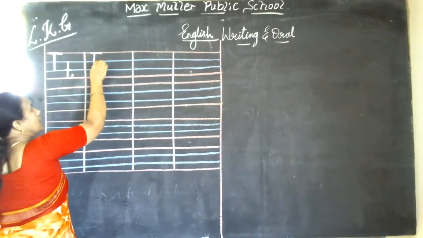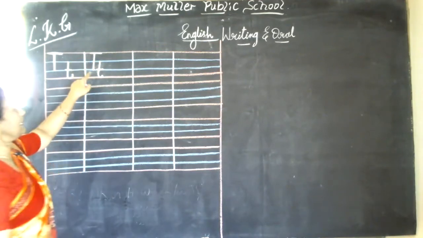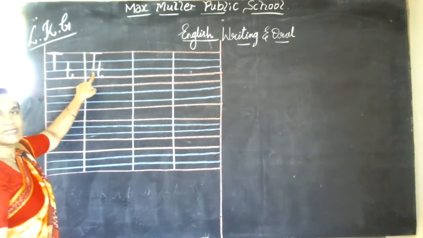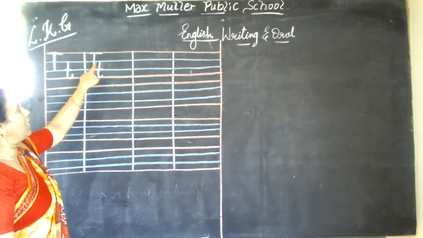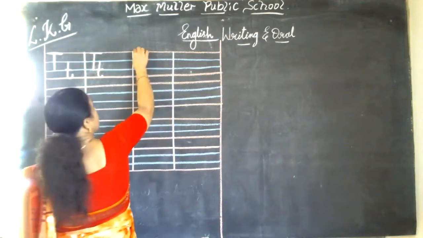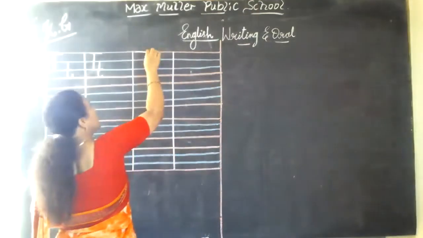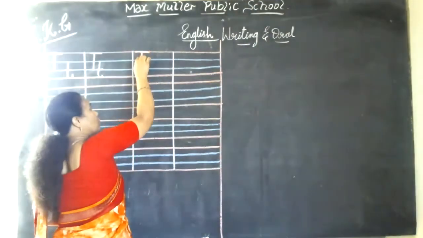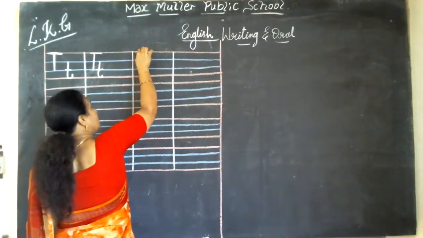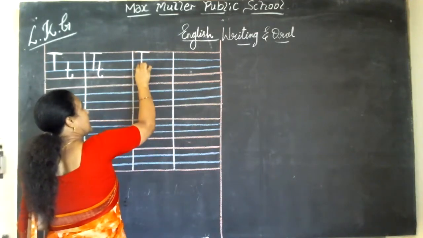Capital T, small t. Touch to the red line and to the blue line. Capital T, sleeping line, then standing line. Small t, only standing line with the curve and the sleeping line. Okay. Touch to the red line and put the sleeping line. And touch to the red line and to the blue line. Standing line. Okay. Touch to the red line and to the blue line and write the standing line.